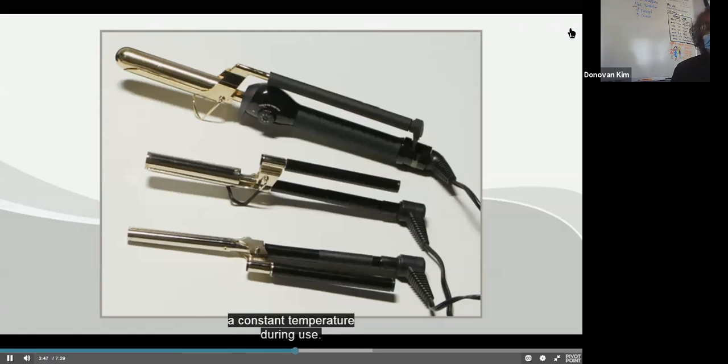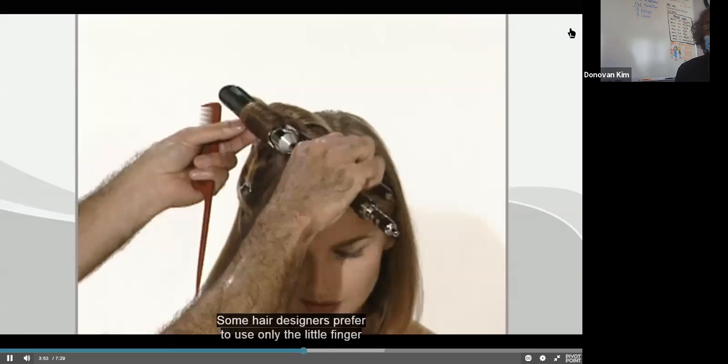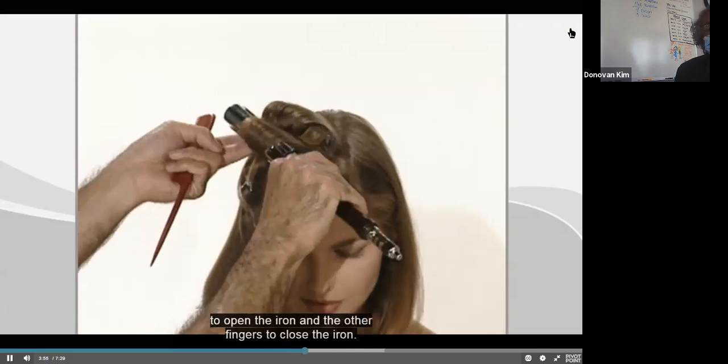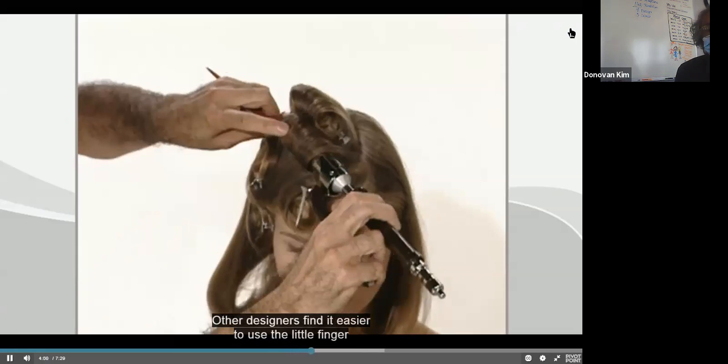There are various ways to hold the iron. Some hair designers prefer to use only the little finger to open the iron and the other fingers to close the iron. Other designers find it easier to use the little finger and ring finger to open the iron.